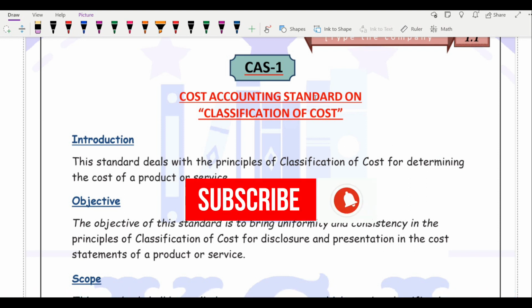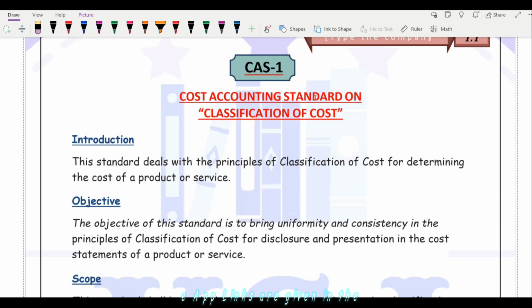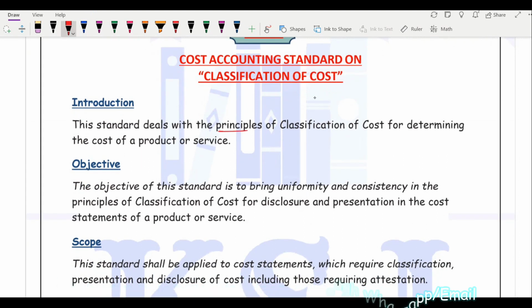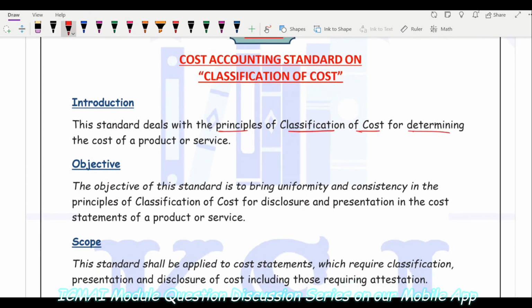Okay, so let's start with our cost accounting standard, that is classification of cost. Now, what is this classification of cost? Very important standard. This is the base of costing. He says the standard deals with the principles of classification of cost for determining the cost of a product or the service. Let's take an example.